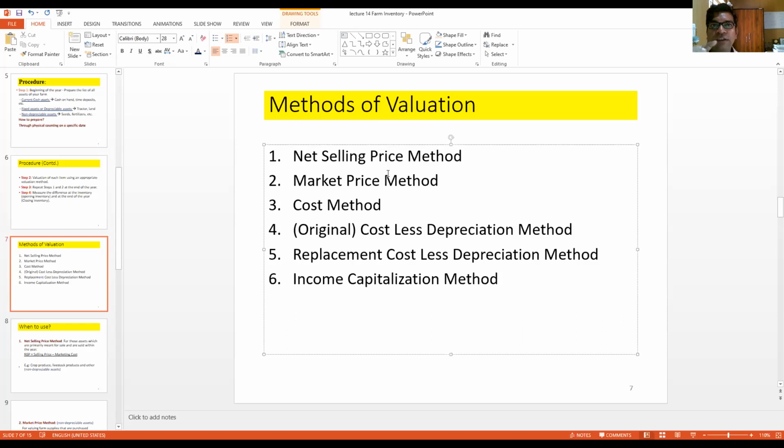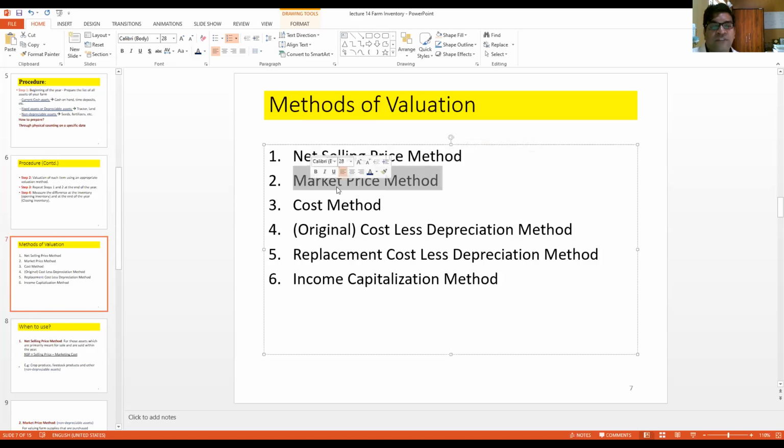And then what is the selling price of the farmer? So we have selling price minus marketing cost. It gives net selling price. So do not take production cost into account. Production cost is entirely different. Here in the net selling price method, we are taking only the selling price minus marketing cost, right?